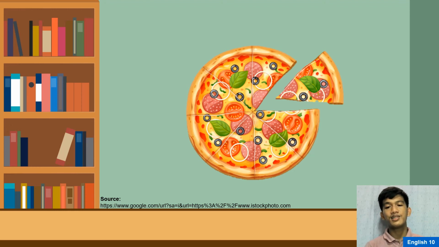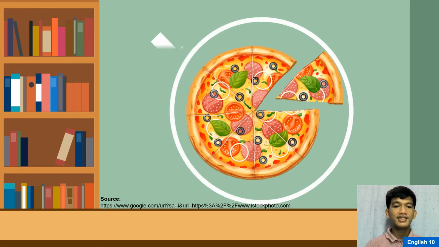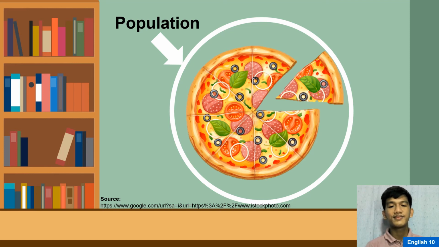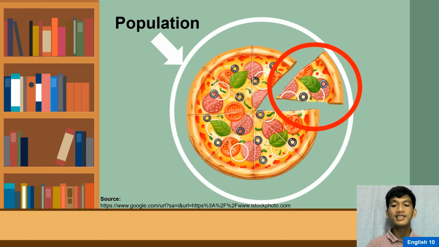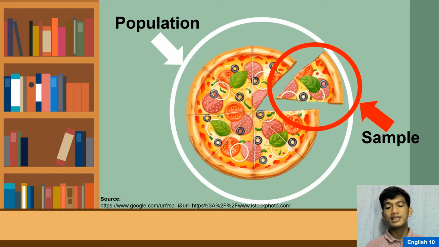Let's have this illustration of population. Suppose we have a pizza. The whole pizza is the population, while a piece of pizza, a slice of pizza, is what we call the sample. In research, yes, we have the population, but we just select a portion of the population that will be the sample of our study. They are the ones to be the respondents, they are the ones to be the subject of our study, the sample.